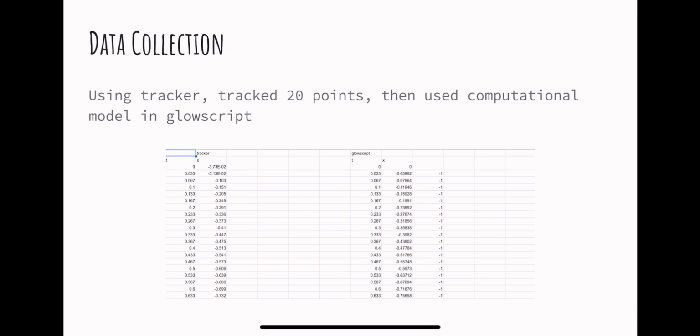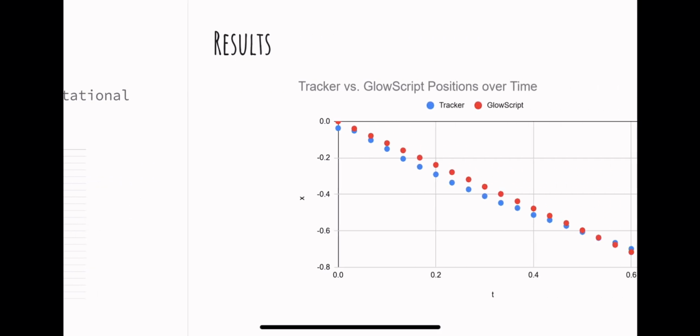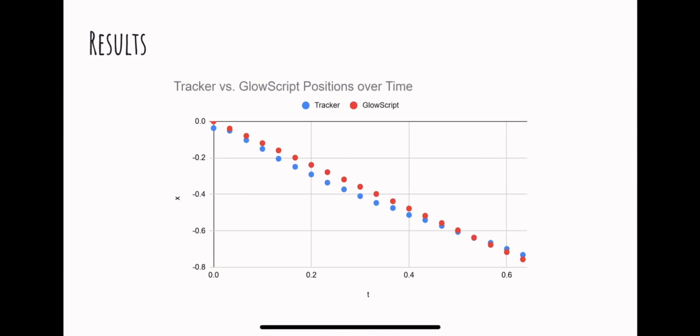Going on to the data collection, there are 20 data points from Tracker and 20 data points from GlowScript. Using Tracker, I tracked 20 points, and then we used the computational model in GlowScript to get those 20 points. Then we compare them to see the difference, to see if anything went wrong in the lab experiment. So here are our results. As you can see, pretty similar. The blue is the Tracker and the red is the GlowScript.